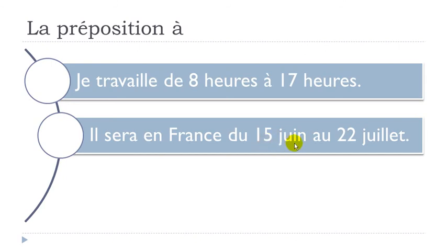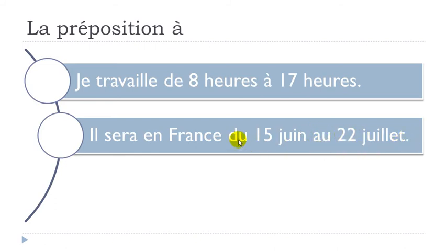Okay, so here you've got a date, and if you look carefully, you've got this du. So it does mean that normally you should put the article le 15 juin, and that's the reason why we've been combining the two, and it becomes du. Okay, we've been seeing that in a previous lesson, so if it's not clear, watch it. Du 15 juin au, same thing here, we've got the preposition à, but then combined with the same article, le, and it will become au 22 juillet.